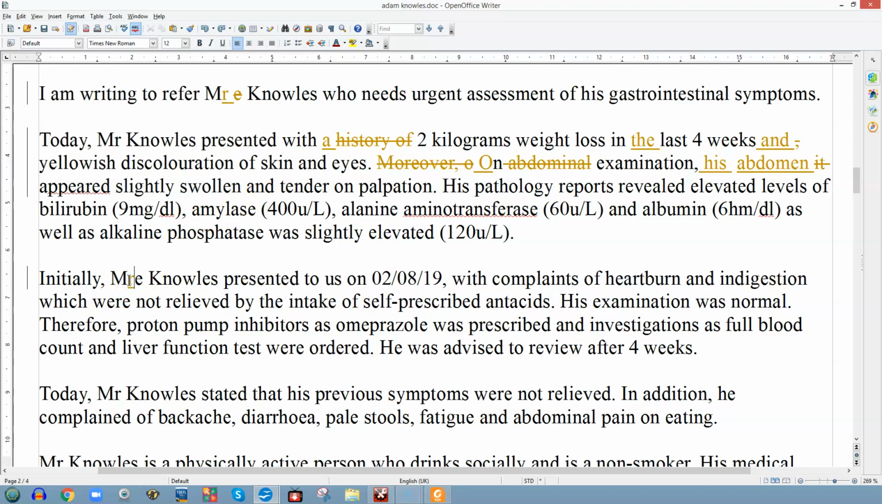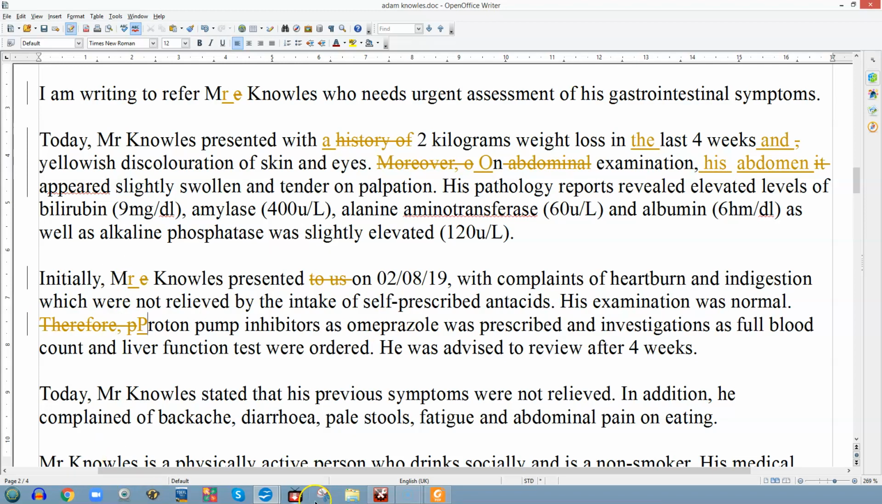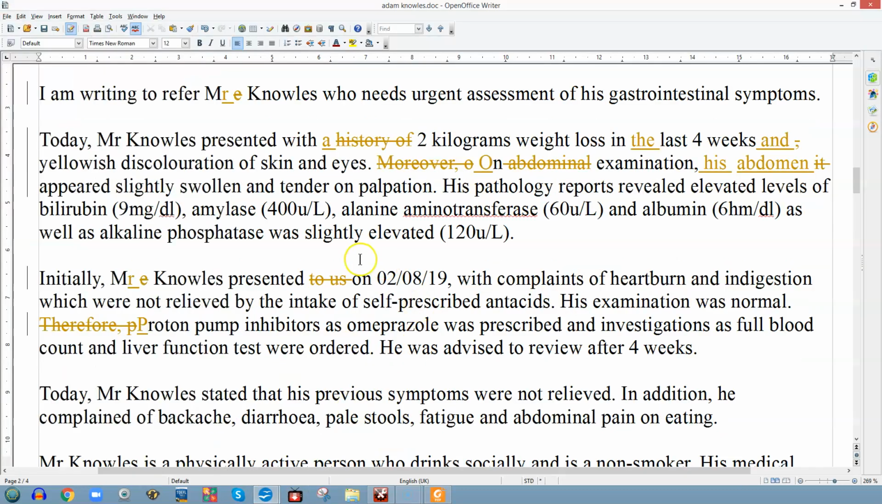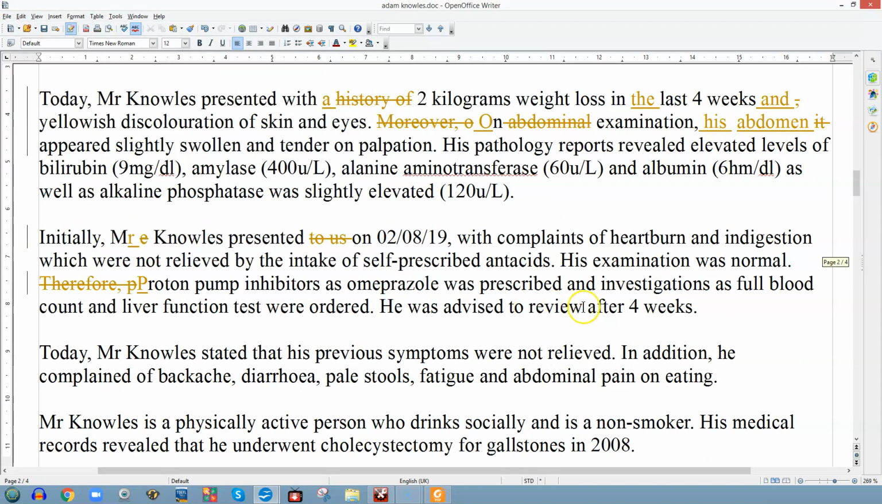Initially, Mr Knowles presented on the 2nd, complaining of heartburn, not with these. Okay, examination was normal. Therefore, we don't really need that. As I say, none of these sample letters use these kinds of connectors. Look, there's no therefore, there's no hence, no thus. It's simply a report. This happened, I did this, he did that, so we don't really need those. Okay, now, he was advised to review himself? No.